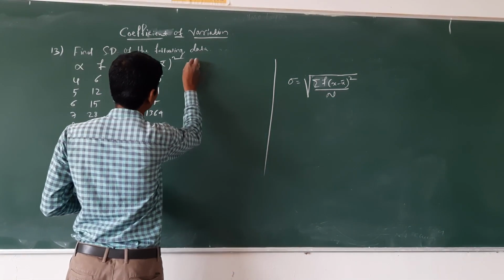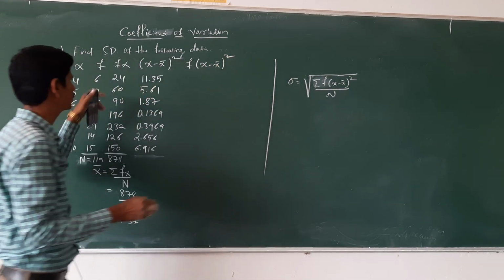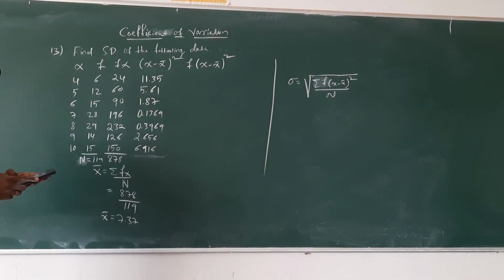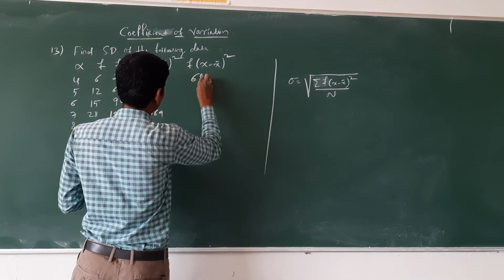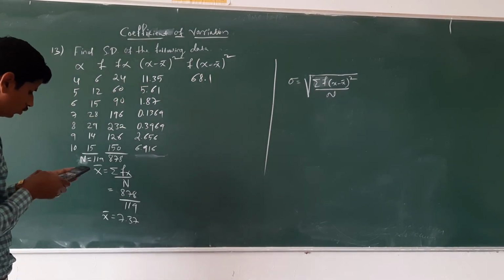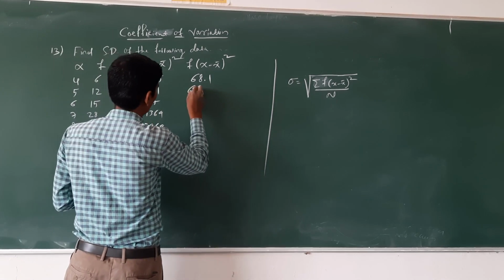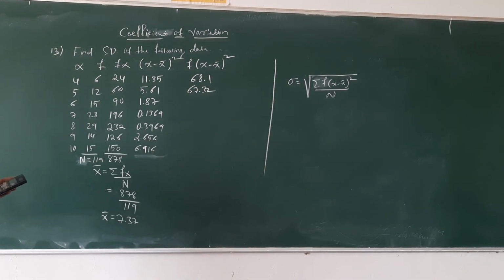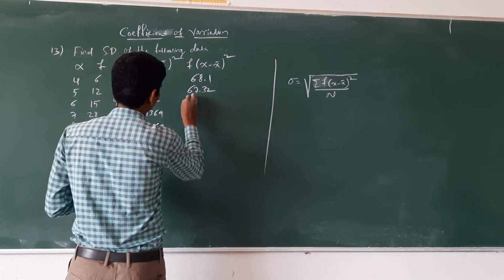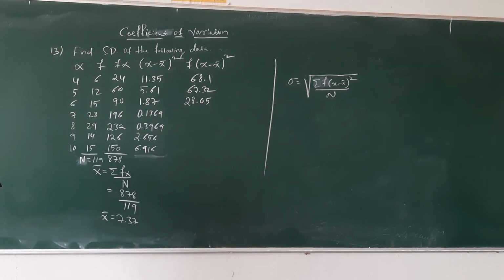Frequency into, that is f into (x minus x bar) whole square. Okay, here frequency is what? 6. 6 into 11.35, then we will get 68.1. The next frequency is 12. 12 into 5.61, then we will get 67.32. The next frequency is 15. 15 into 1.87, then we will get 28.05.